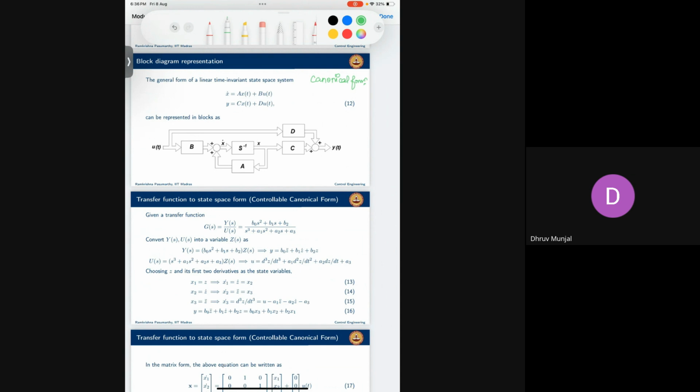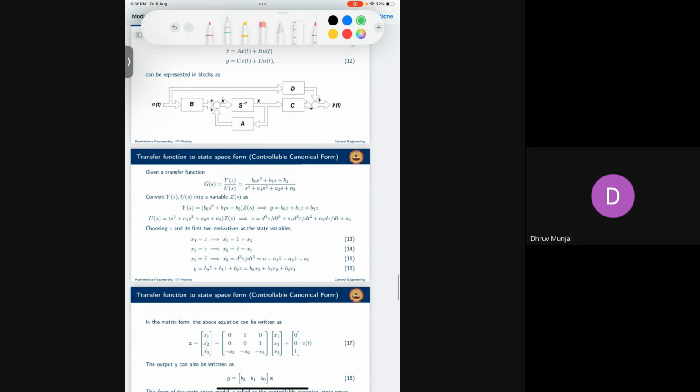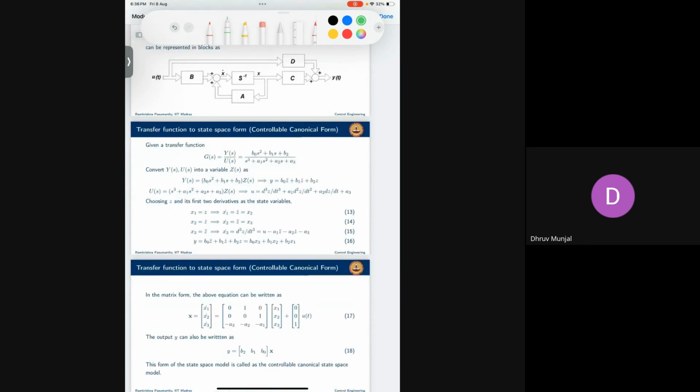This canonical form is a standard method to represent the system state space model. It will be useful for analysis and design, if you want to design a controller or observer in the later part, and it makes properties like controllability and observability easy to check. We will soon learn what controllability and observability are. Before that, we will see what the representation looks like.